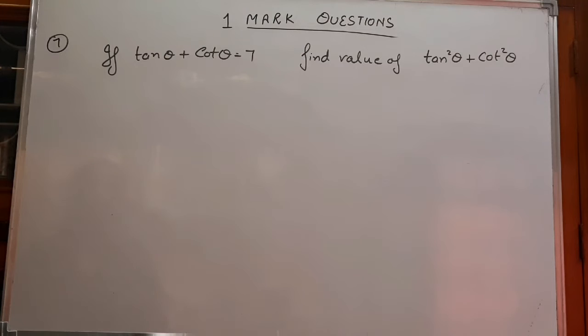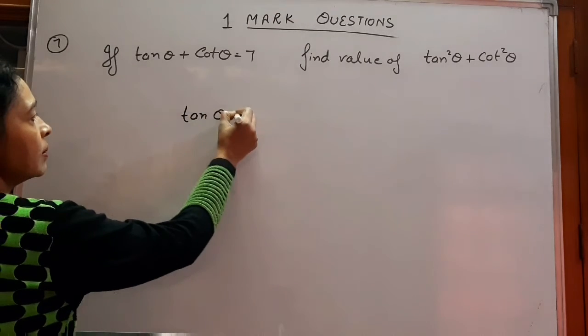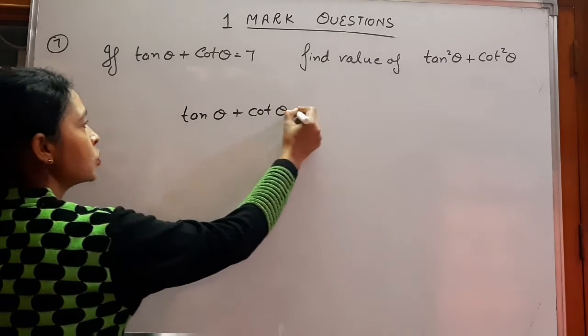If tan theta plus cot theta equals 7, we have to find the value of tan square theta plus cot square theta. We have tan theta plus cot theta equals 7.